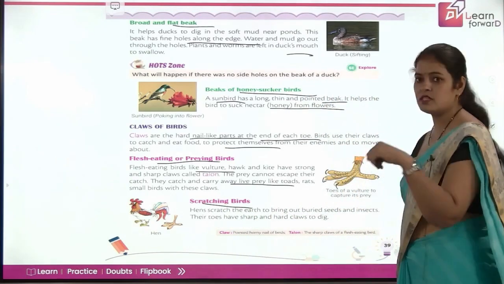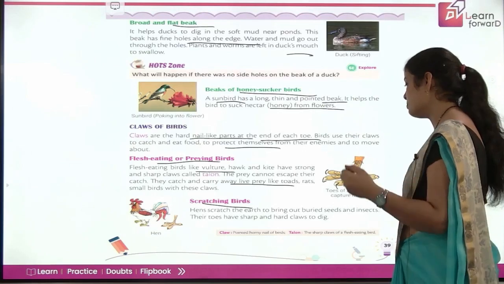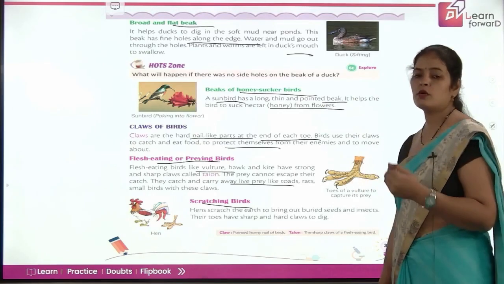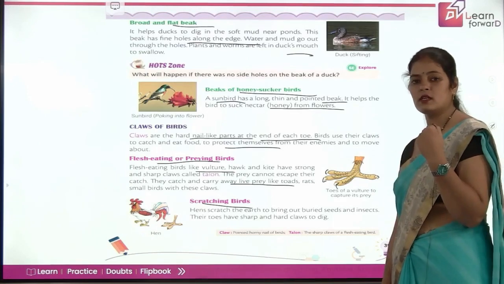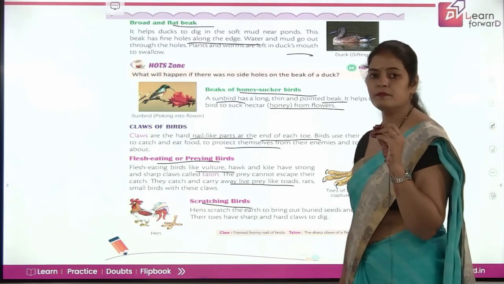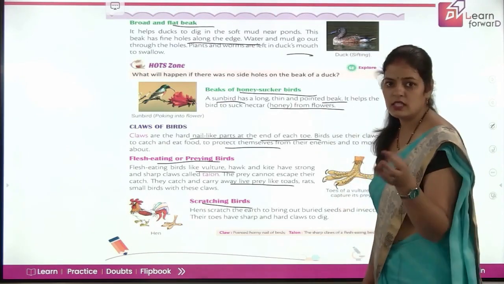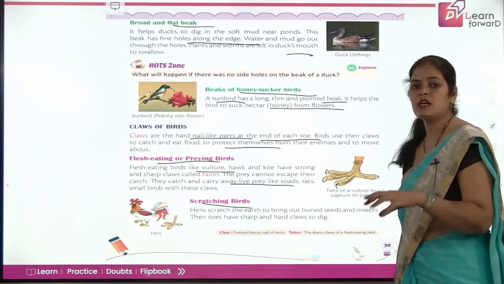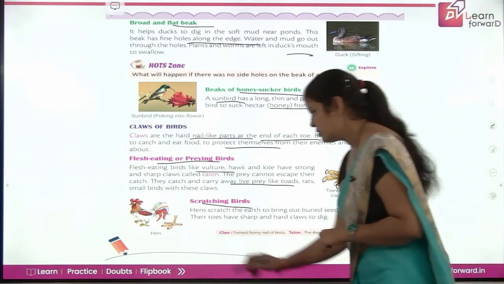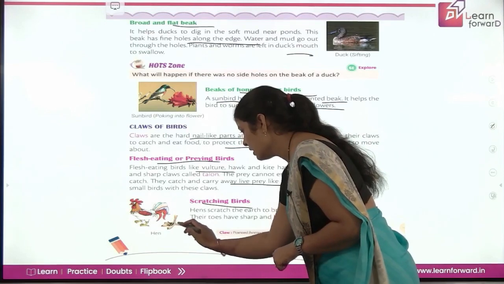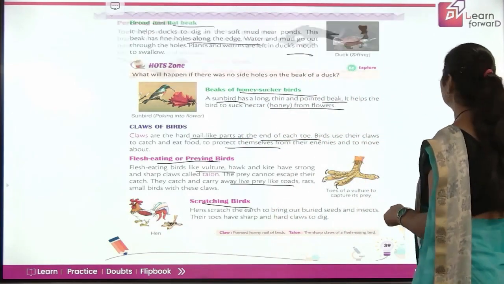Now next is scratching birds. Hens scratch the earth to bring out buried seeds and insects. The earth has certain insects, flies, worms, a variety of very tiny animals, along with some grains. So these birds scratch the ground to find such things. Their toes, these are the toes, have sharp and hard claws to dig the ground.